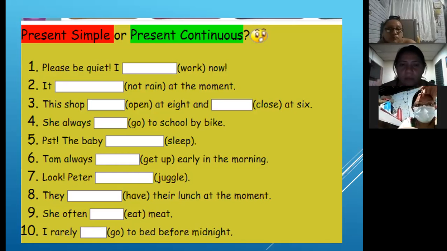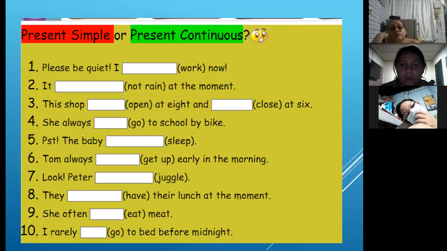It is not raining at the moment. Okay, so it is not raining at the moment. Exactly. In this case, you can see that at the moment es una palabra también continua, es decir, algo que está pasando en este momento. It's not raining. Yes. Number three.